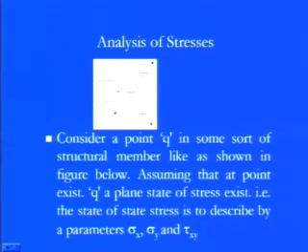Consider a point Q in some structural member, as shown in this figure. Assuming that at point Q a plane state of stress exists, we are now going to consider all those stress components existing at this particular state. The state of stress is described by the parameters sigma x, sigma y and tau xy if we are considering the stresses in the x as well as the y direction. This is the figure we want to analyze.